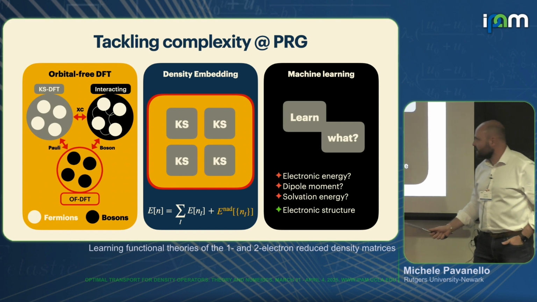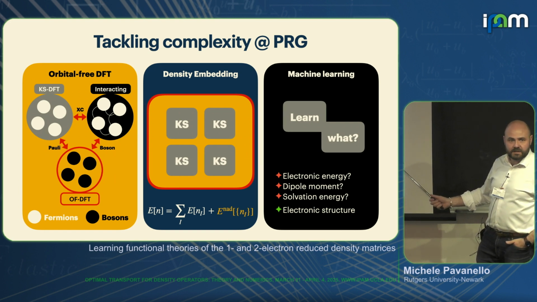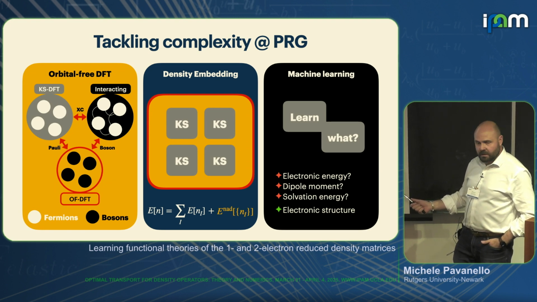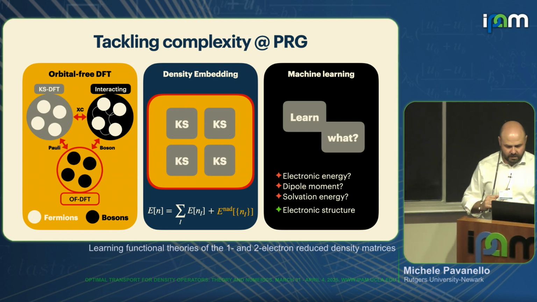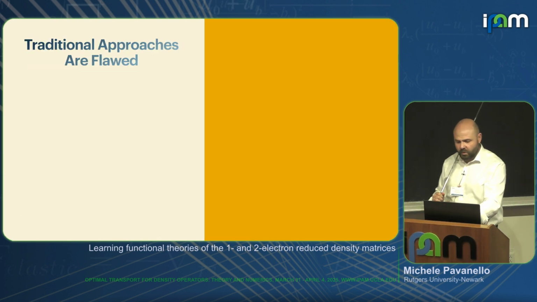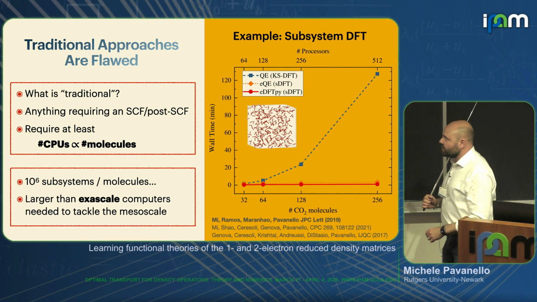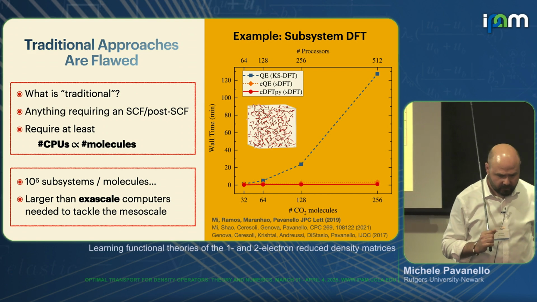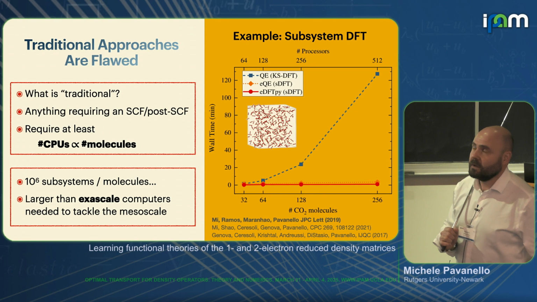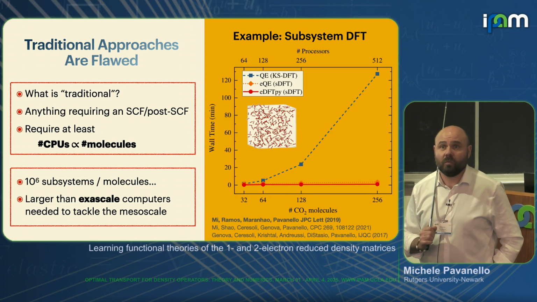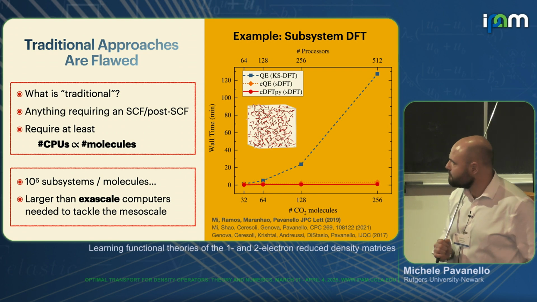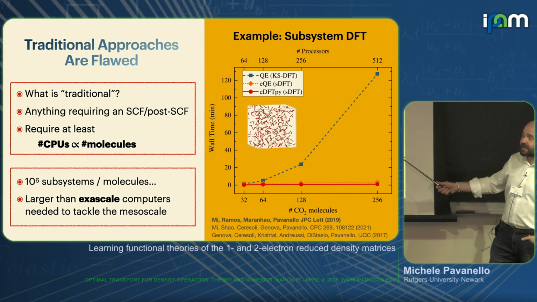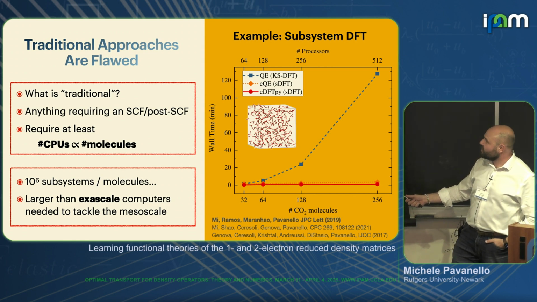And then the third way that we go at it is machine learning. This is the newest of our research avenues, and I'll talk about this today. But first, I wanted to make the point that current traditional approaches are inherently flawed. I think I've already made the point that DFT is already too expensive. What about the best possible version of DFT for molecular condensed phases, like subsystem DFT, what I mentioned before?